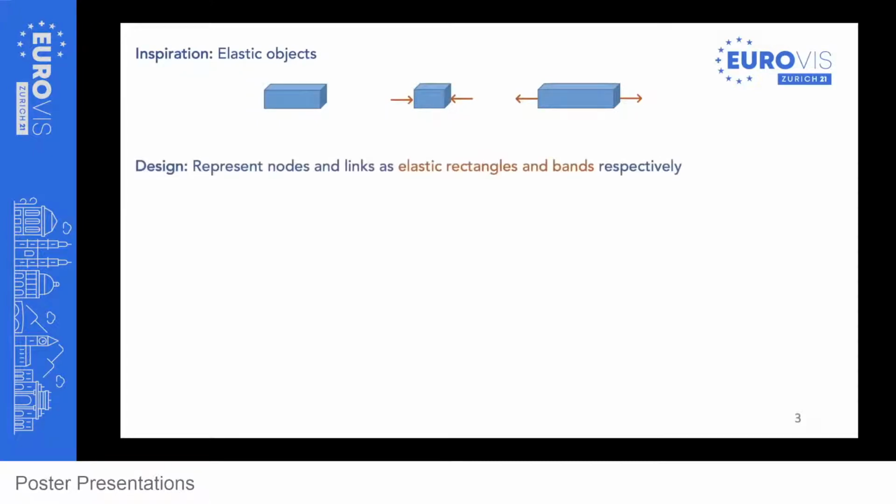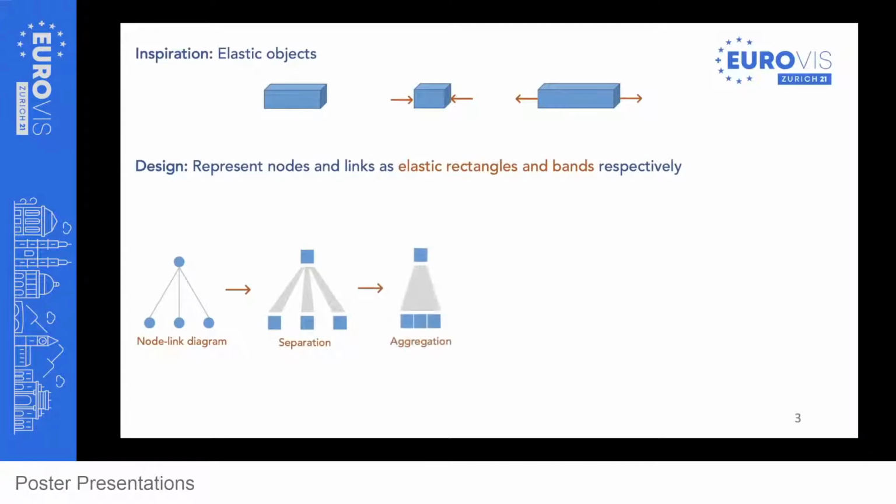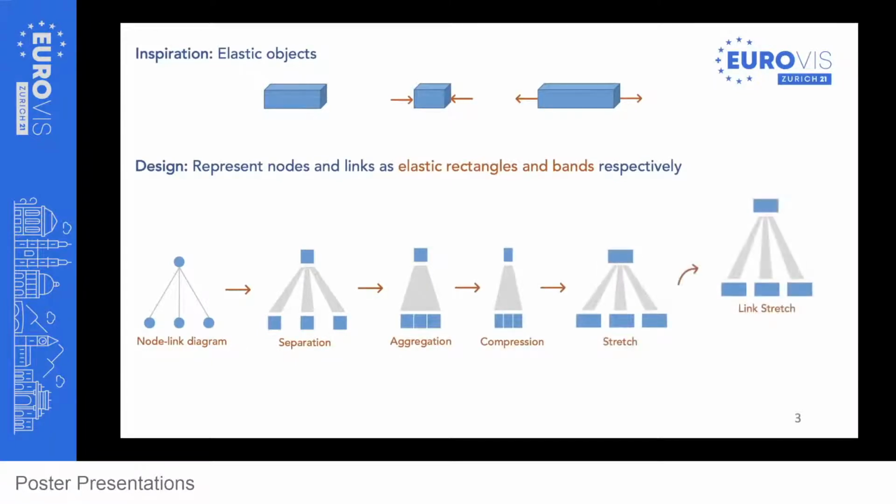Our inspiration comes from elastic objects that can be compressed or stretched. So, our design is to represent nodes and links as elastic rectangles and bands respectively. In this way, we can achieve multiple operations, such as separation, aggregation, compression, stretch, link stretch, or link compression.